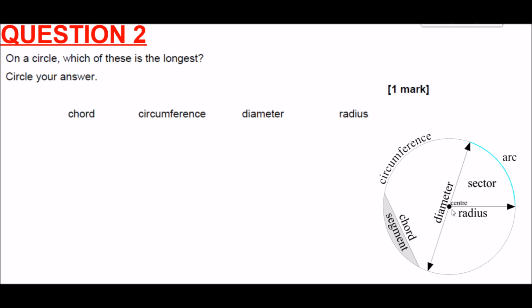So the radius goes from the middle to the outside. The diameter is double the radius, it goes all the way through the middle from one side to the other. A chord is any straight line which joins 2 points of the outside together. But the circumference is this line all the way around the outside of a circle. So the circumference of a circle is basically the perimeter of a circle. It's all the way around the outside.